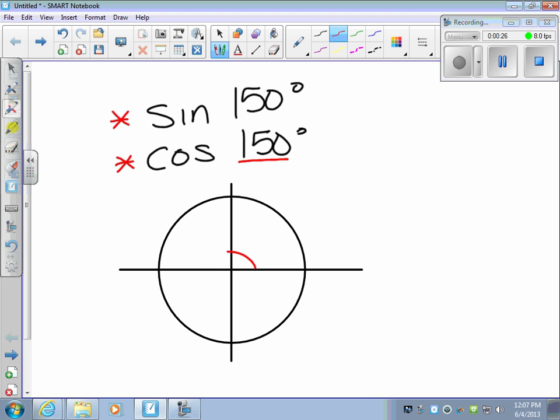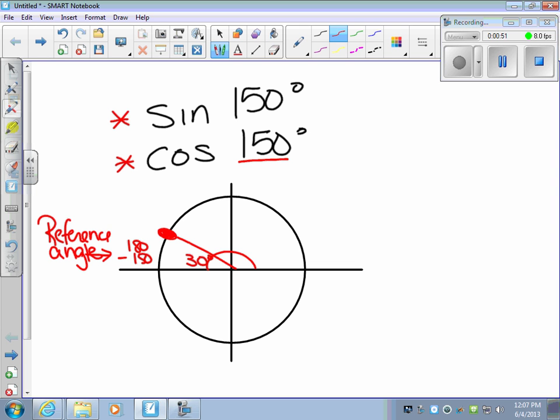So I know from here to here is 180. So I'd have to back up how many degrees to get to 150? Okay, so I got that by taking 180 minus 150. Good. So 30 degrees. That is called the reference angle. So this 30-degree angle is called the reference angle.